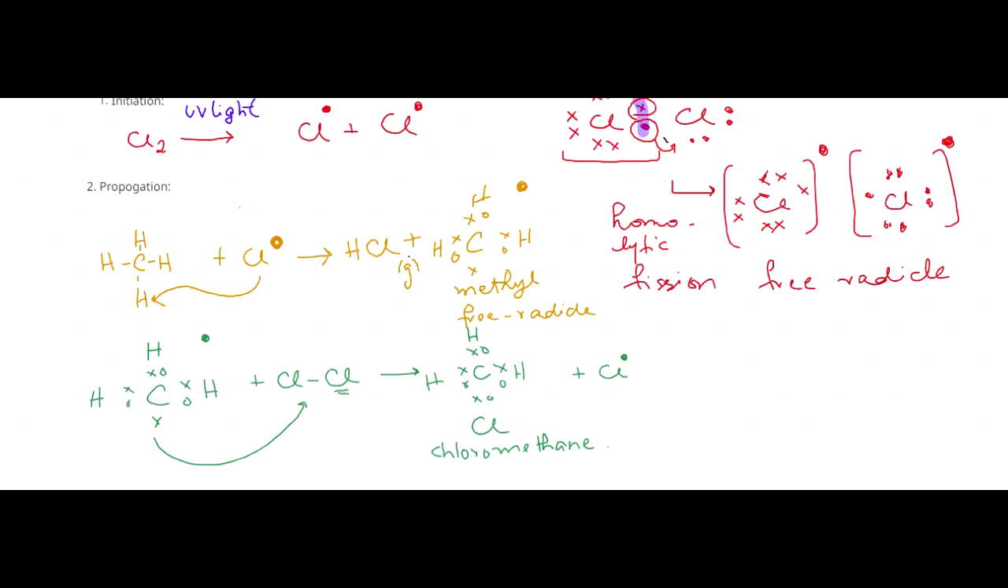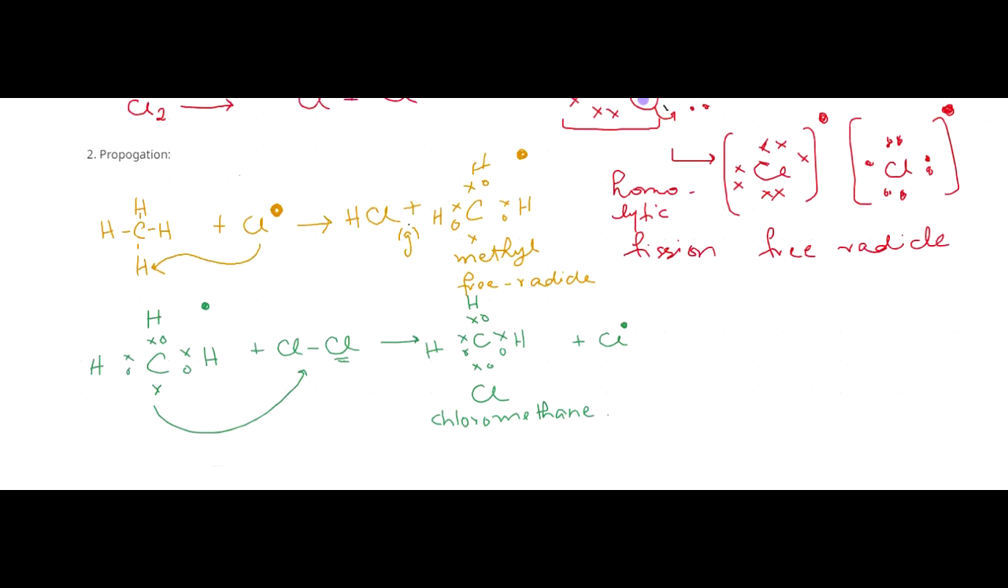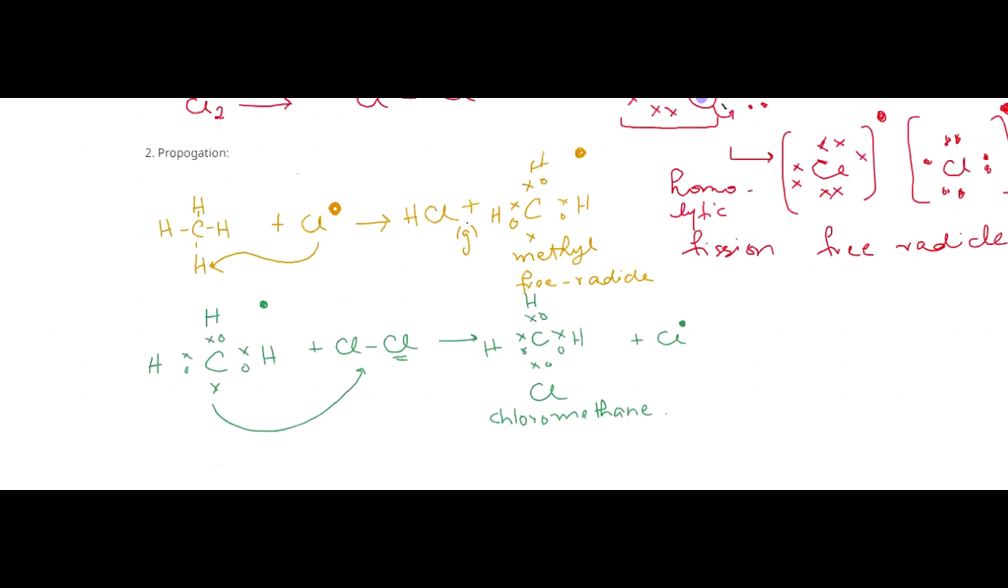So what is going to happen? Now this chlorine free radical, the reaction number 1 starts again. The reaction starts all over again. This chlorine free radical is going to find another molecule of methane. Again, you will get hydrogen chloride and a methyl free radical. This methyl free radical will go find another molecule of chlorine. Again, you will get chloromethane and another free radical. And the reaction is going to keep on happening. This is known as propagation. Making sense?